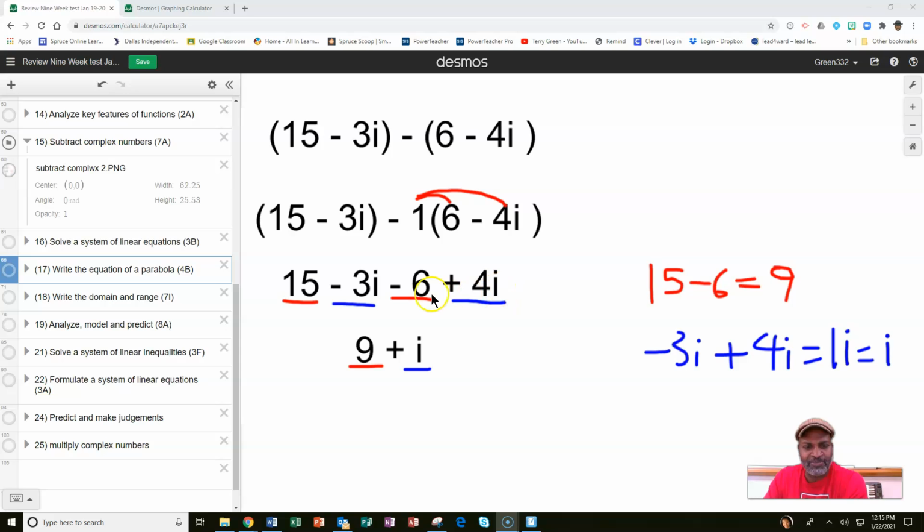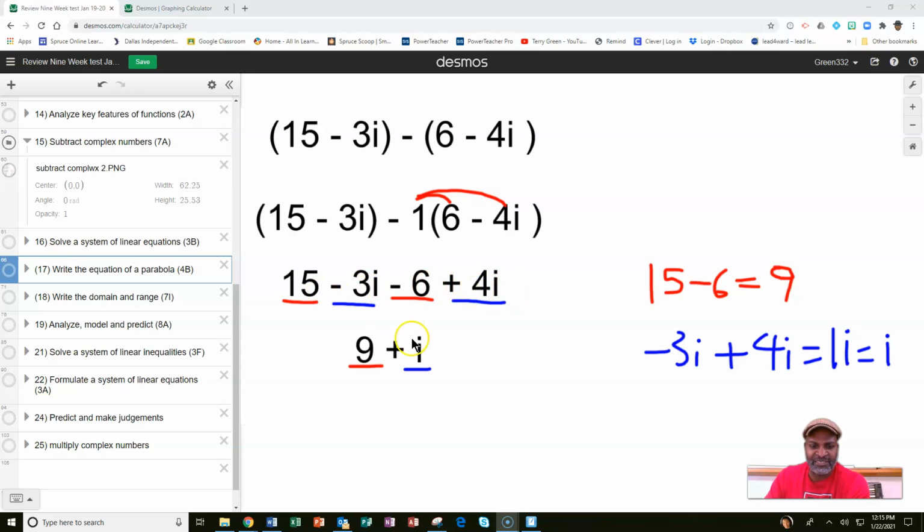So how do we combine these like terms? We keep our real parts together. 15 minus 6 is 9. You see that in the red? So I add my real parts. Then I got -3i plus 4i.